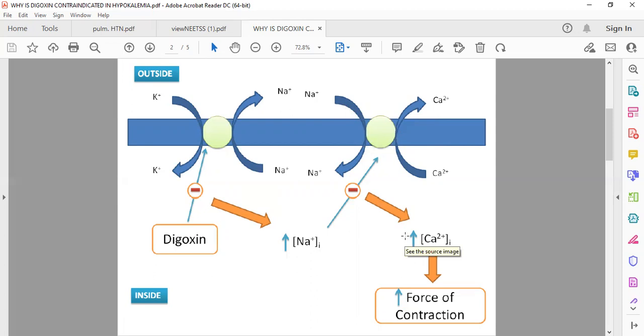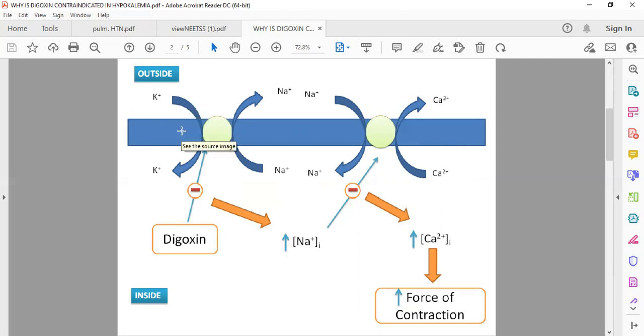And as we all know, the more the calcium, the more the contraction. Calcium is required for contraction of any cell or muscle. So the more calcium inside the cell, the more will be the force of contraction. So this is the normal mechanism of digoxin. Now, we have already said digoxin is inhibiting this channel and thus potassium is not coming inside the cell. So what should it lead to? It should actually lead to an increase in potassium outside the cell, or it may lead to hyperkalemia.